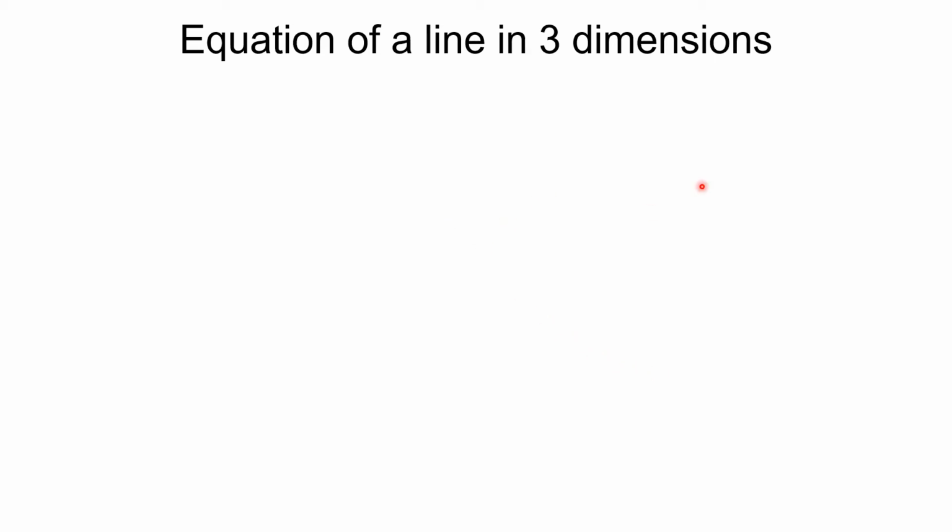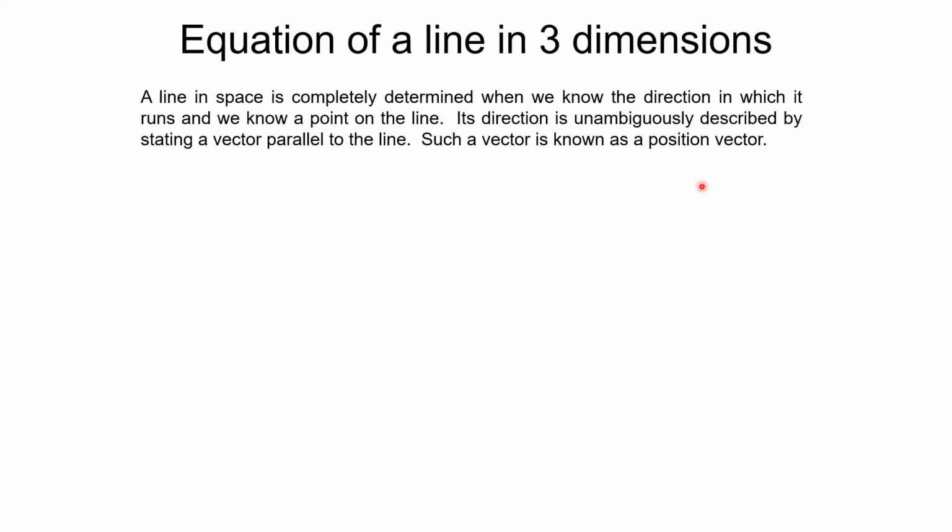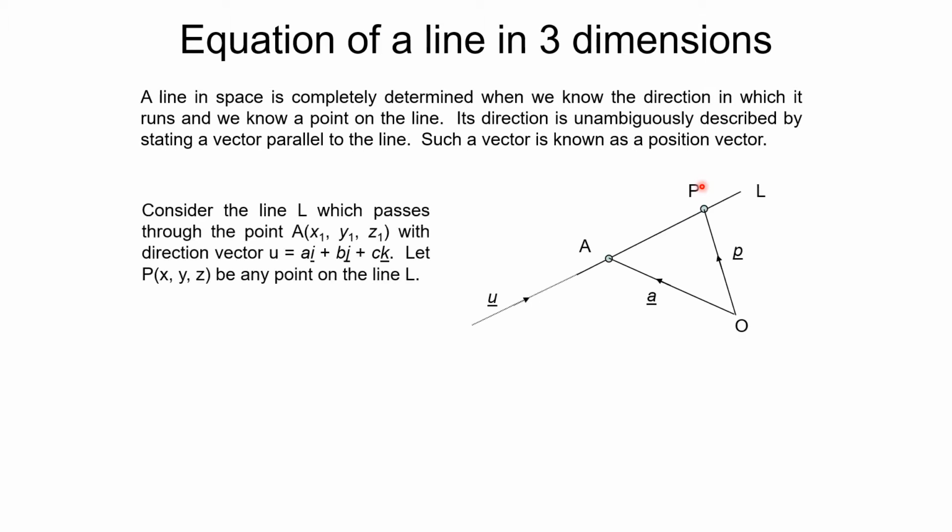Equation of a line in 3 dimensions. Imagine a line in space, which is determined only when we know the direction in which it runs, and you need to know a point which is on the line. Only then can it be defined as a line in space. So you need a point and you need a direction.